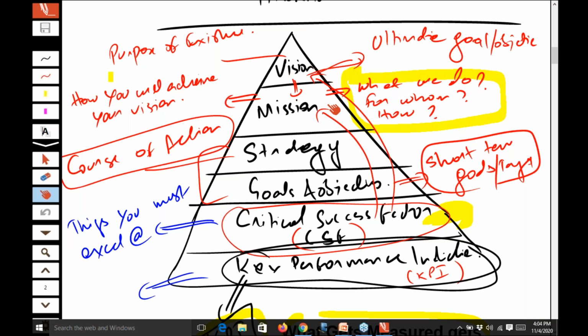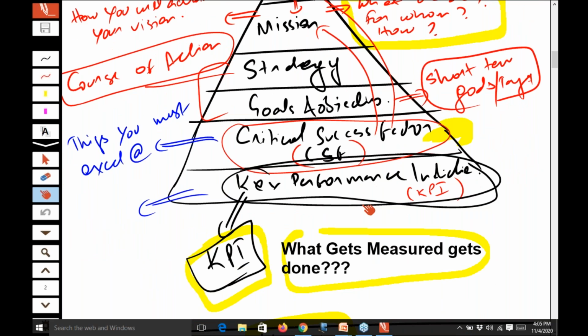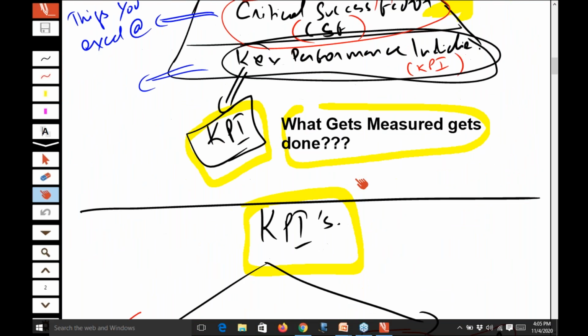Then there is a mission, which tells you how this vision is going to be achieved. Then there is the strategy, which is the course of action that the entity would adopt. Then there are goals and objectives, which are the short-term things that need to be done. Then there come critical success factors, which are the things that you must excel at in order to achieve your goals and targets. Then the KPIs, which are simply the way of measuring the performance.